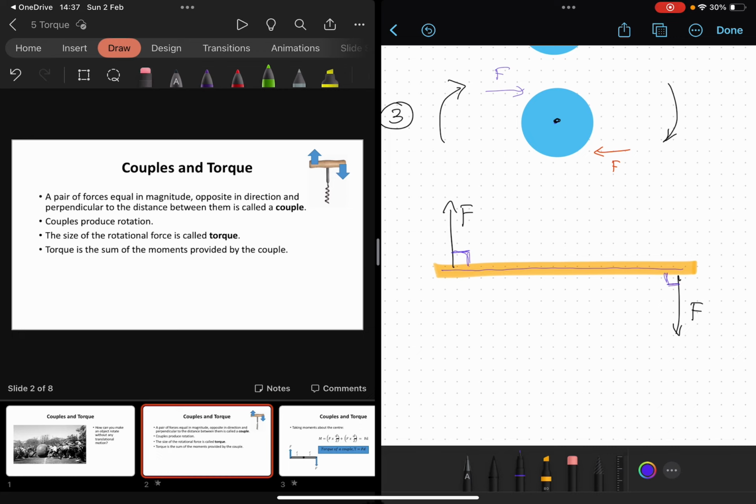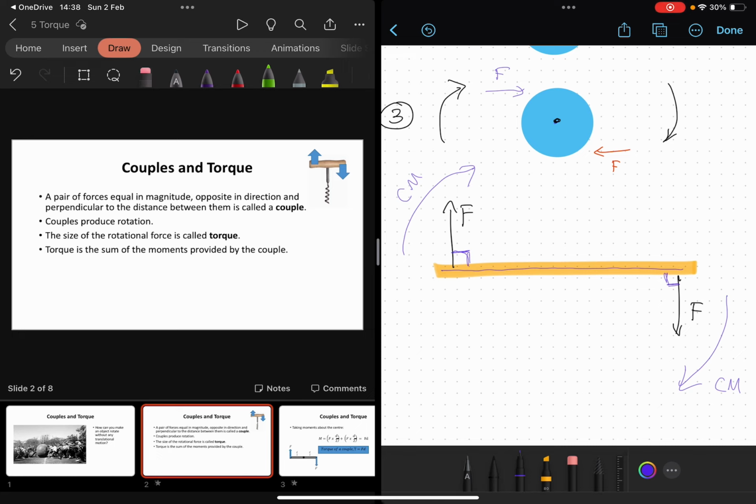So we have the conditions necessary for rotational motion. We have a couple, and the size of this rotational force that's produced is what we're going to call a torque. I think of torques as really a special case of moments, because if we sum up the total moments acting on this object, then we've just calculated the size of the torque. Now, there is something that you need to notice with respect to these two forces. This force here is providing a clockwise moment. This force here is also providing a clockwise moment.